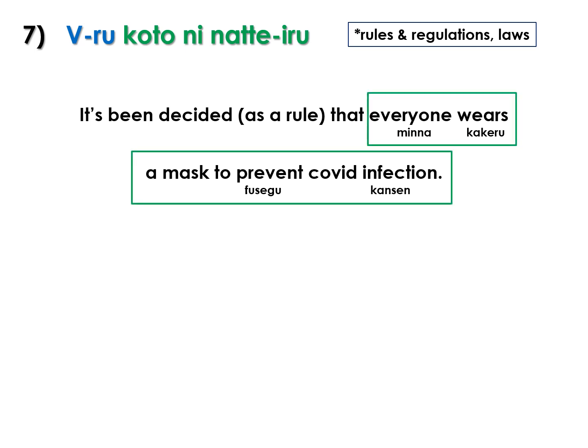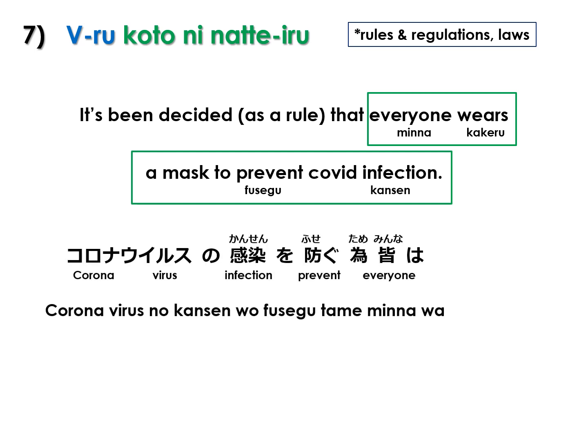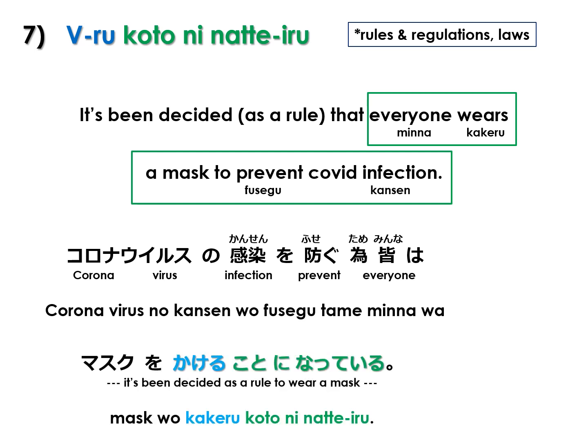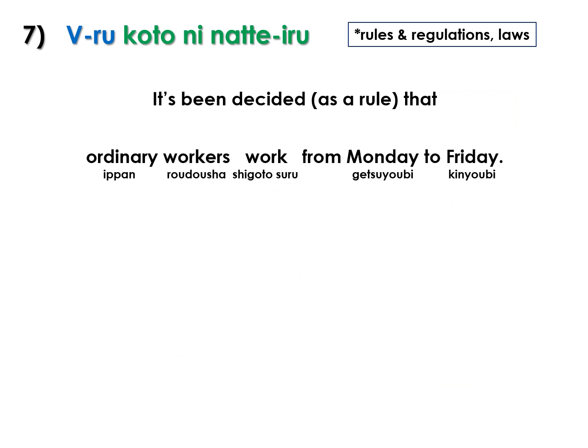We nominalize everyone wears a mask to prevent COVID infection. Our translation, コロナウイルスの感染を防ぐため、みんなはマスクをかけることになっている。 The pseudonoun ため indicates purpose, in order to. You can review the use of ために in lesson 67. It's been decided as a rule that ordinary workers work from Monday to Friday.